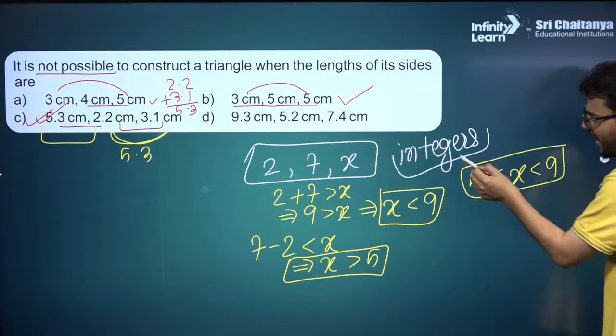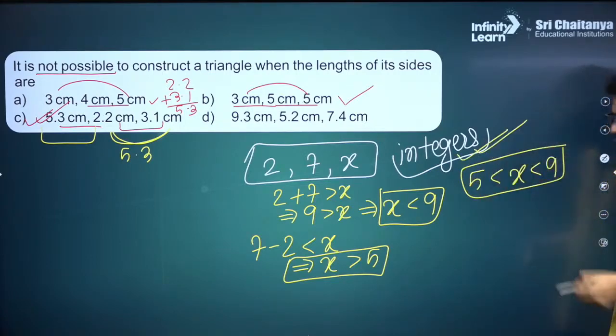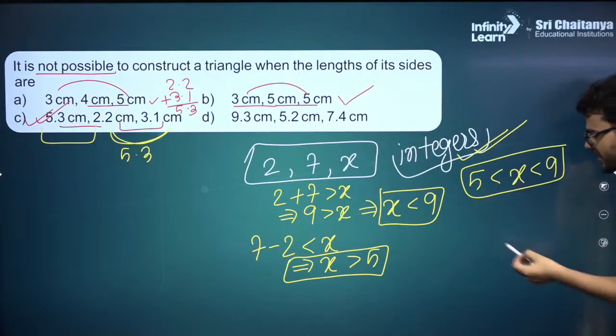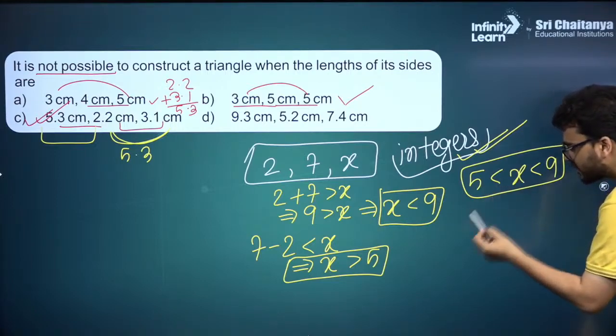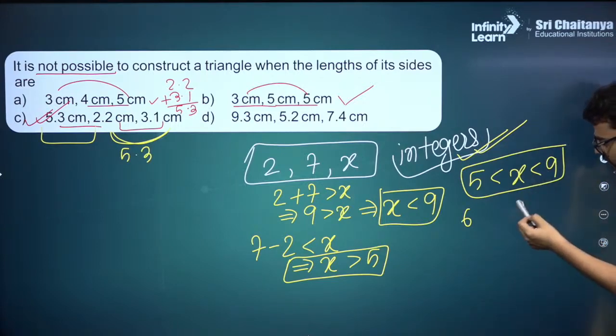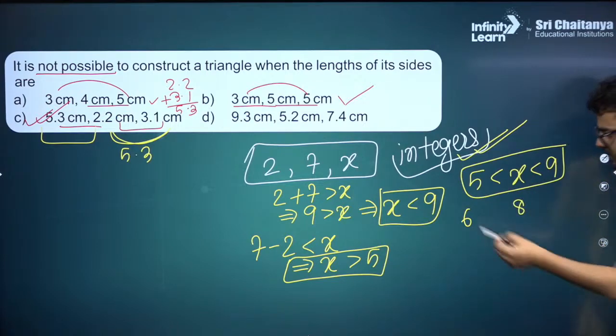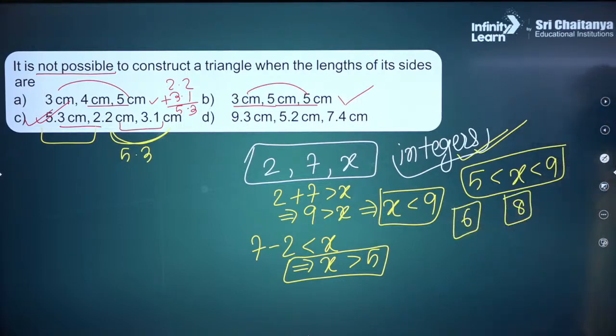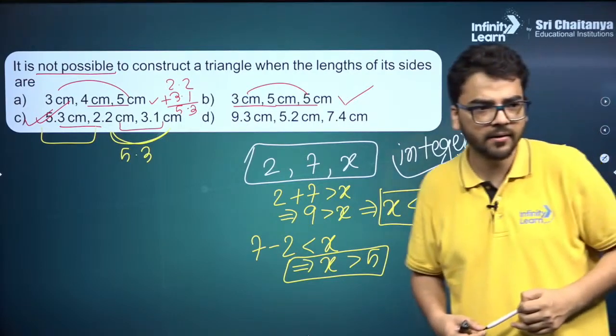But I am saying that they are integers over here. So what is the smallest integer possible? X is greater than 5. So can I not say that the smallest value of x will be 6 only? And the greatest value of x will be 8 only, tell me. So the smallest length of the third side is 6 units and the greatest length of the third side is 8 units. Is it clear?